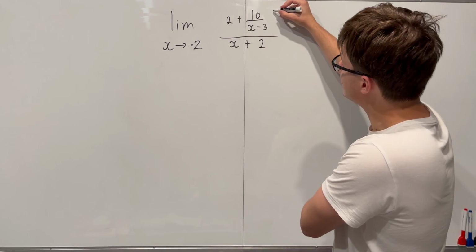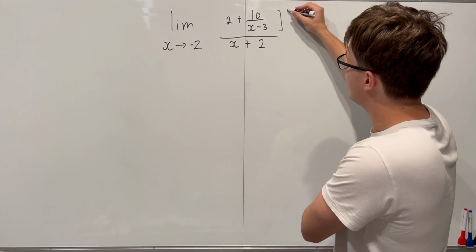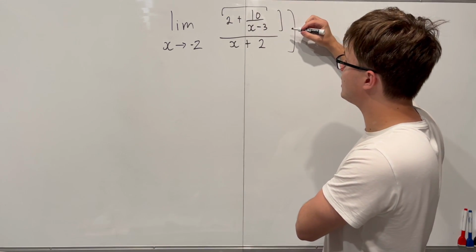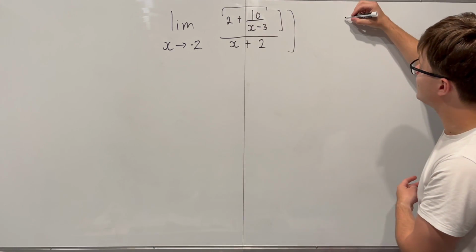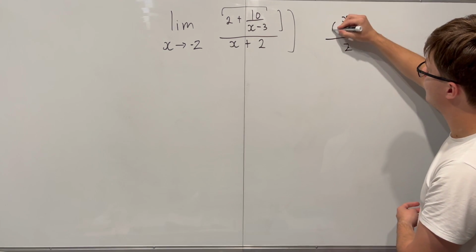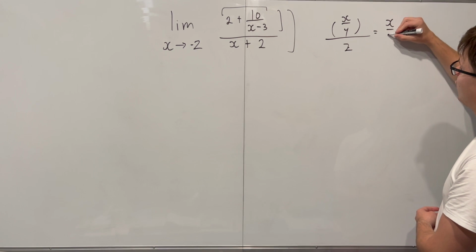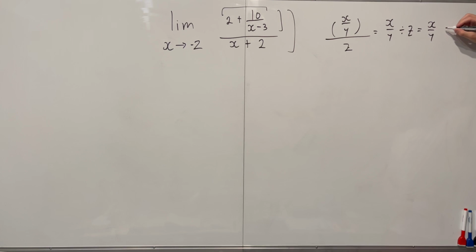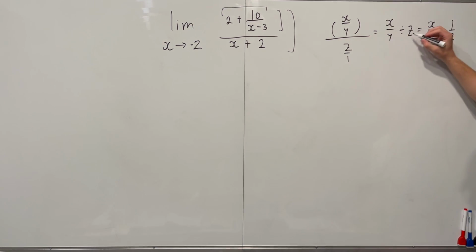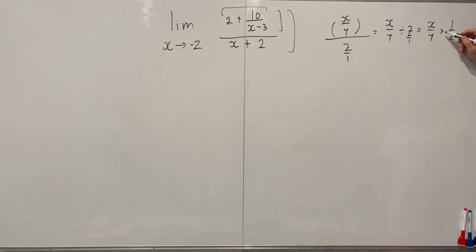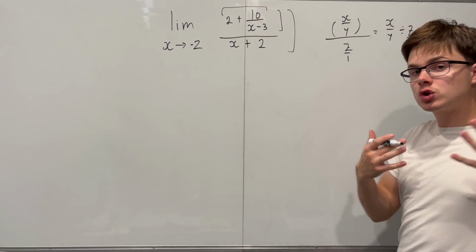However, you do notice that there's a fraction here and a fraction here. So maybe we can try expanding this fraction here and then use the property that if we have something like x over y all over z, that's the same as saying x over y divided by z, which is the same as x over y multiplied by 1 over z, right? Because you can picture the z is over 1 here, and you just flip the numerator and denominator and you switch it to a multiplication symbol. So let's go ahead and try that strategy.